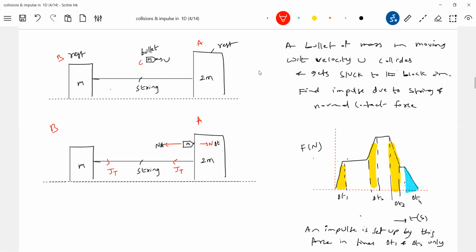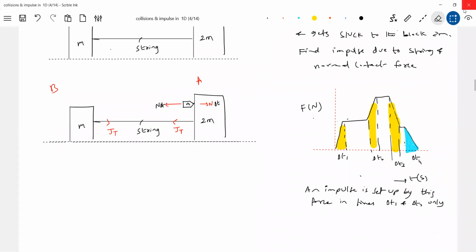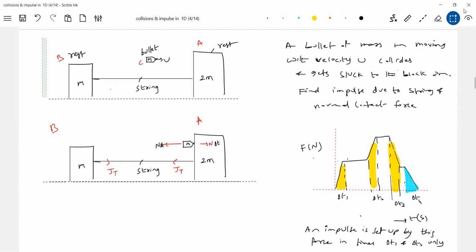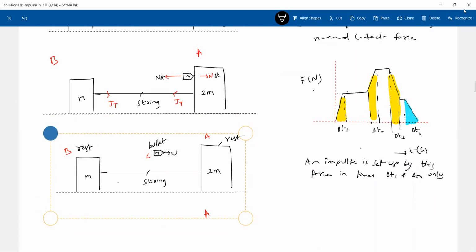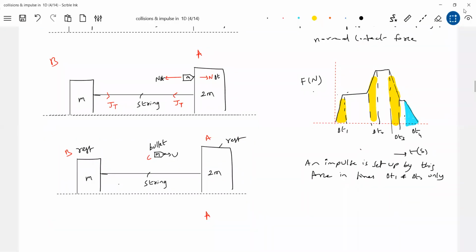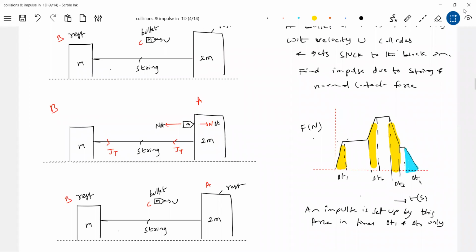Overall sequence, what we have to show. Because of these impulses, I'm giving a detailed description so that the same concept revolves everywhere. Now the bullet is inside this block, so impulse is acting on it. This will be Jn. This will be JT. This will be JT.